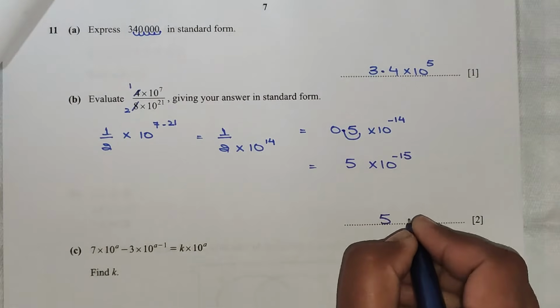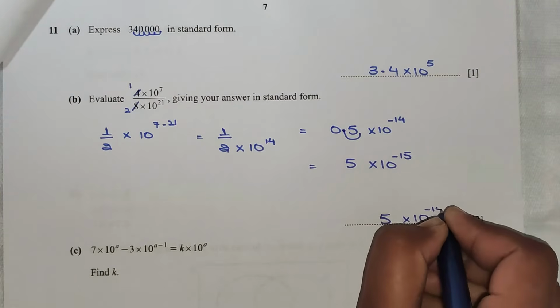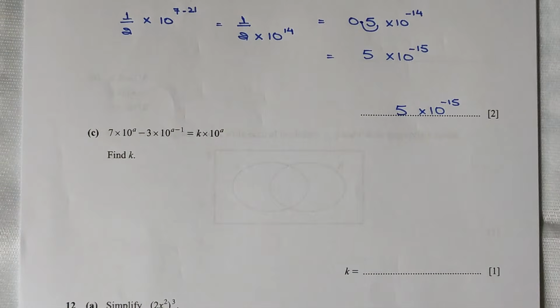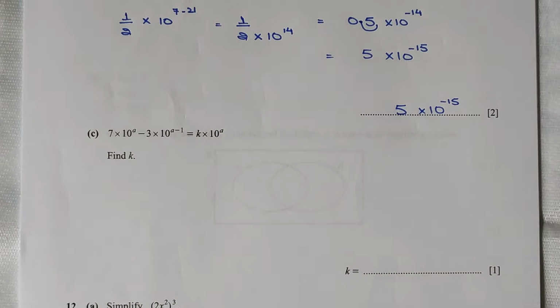So the answer is 5 times 10 exponent negative 15. Now for the C part, we have been given this expression and we need to find the value of k.